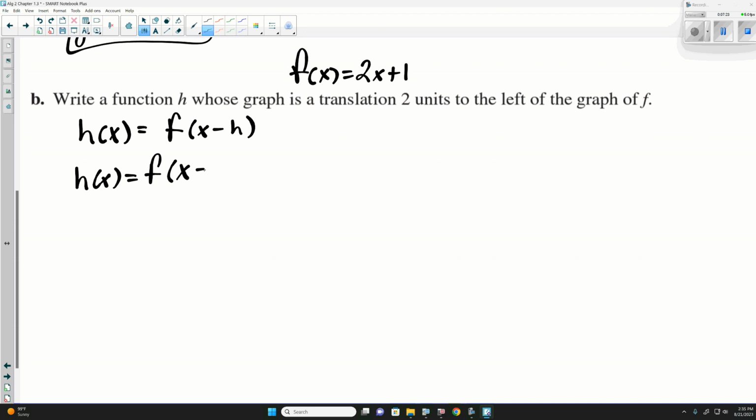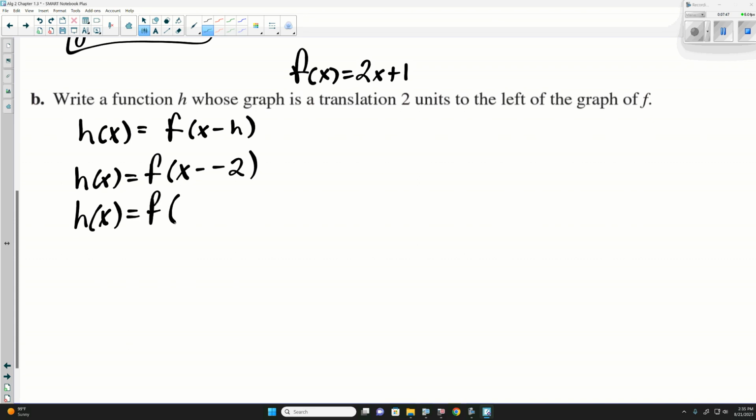Now the question is, what is our value of h going to be? -2, because we're going where? Left 2. We are indeed going left 2, so the value of h would be -2. Exactly.